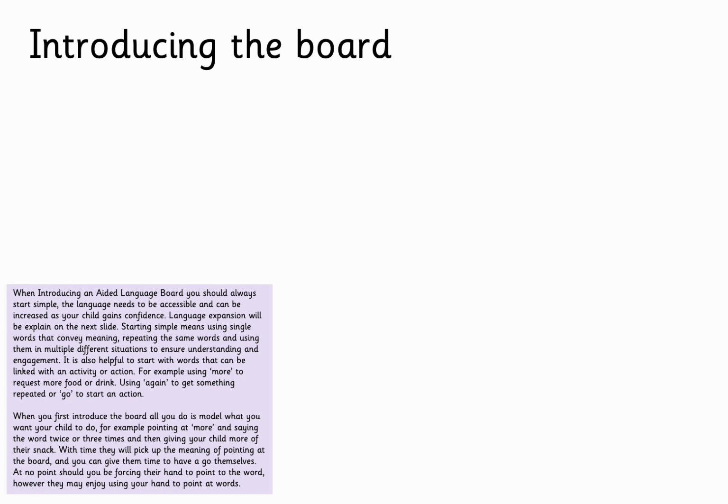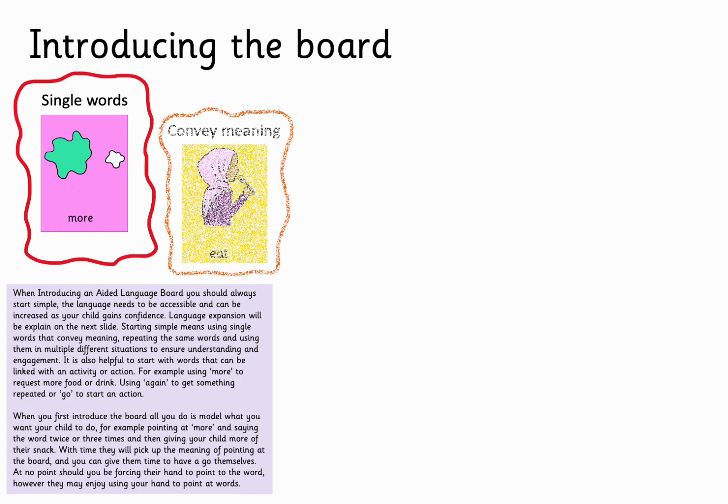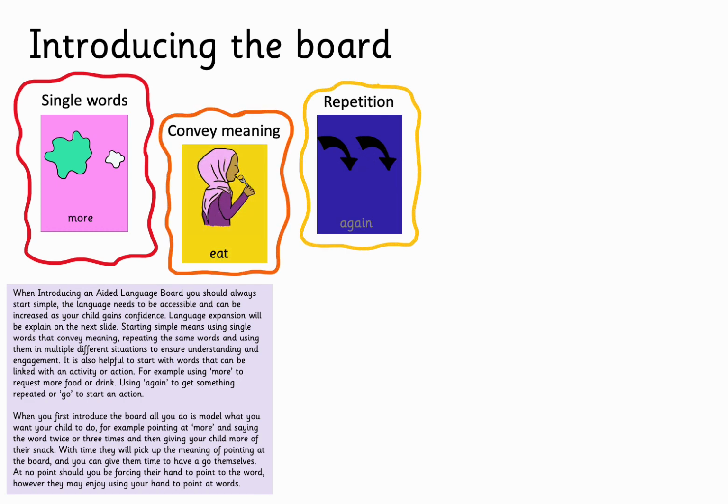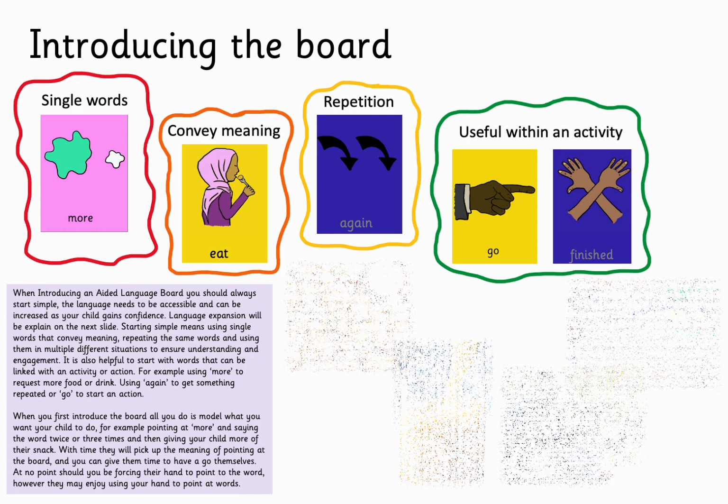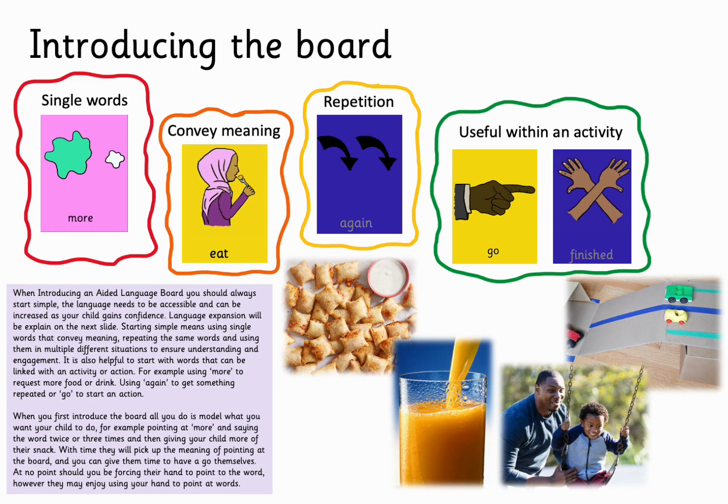When introducing an aided language board, you should always start simple. The language needs to be accessible and can be increased as your child gains confidence. Language expansion will be explained on the next slide. Starting simple means using single words that convey meaning, repeating the same words, and using them in multiple different situations to ensure understanding and engagement. It is also helpful to start with words that can be linked to an activity or action. For example, using more to request more food or drink, using again to get something repeated, or go to start an action.